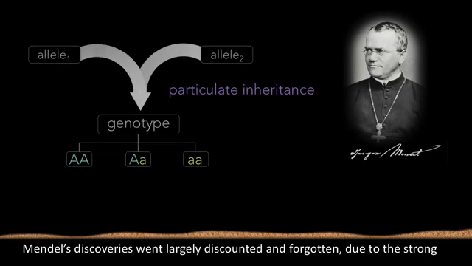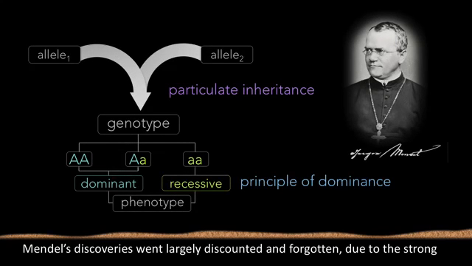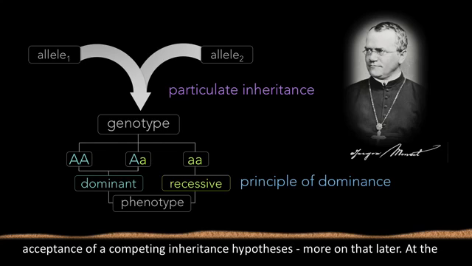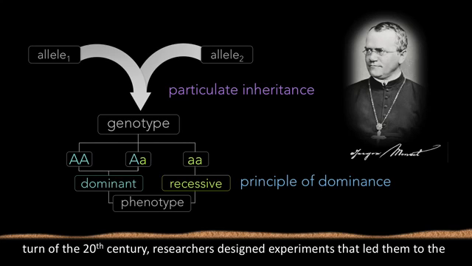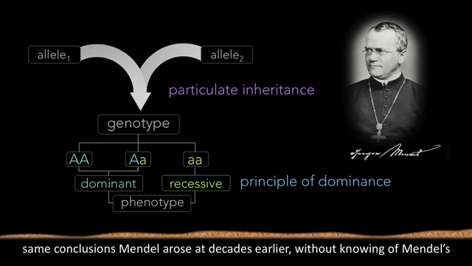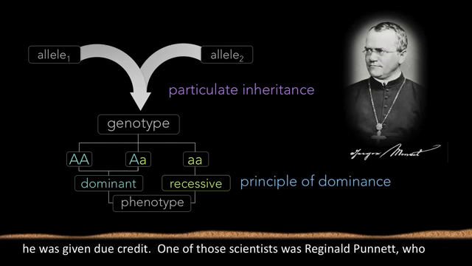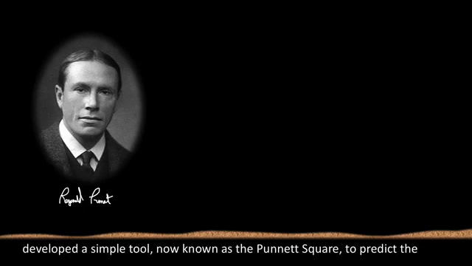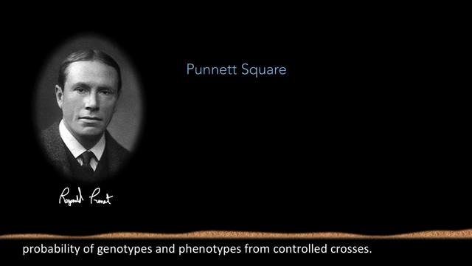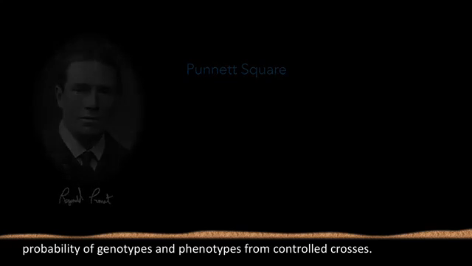Mendel's discoveries went largely discounted and forgotten due to a strong acceptance of a competing inheritance hypothesis. More on that later. At the turn of the 20th century, researchers designed experiments that led them to the same conclusions Mendel arrived at decades earlier, without knowing of Mendel's work, we think. Eventually, his publications were rediscovered by geneticists, and he was given due credit. One of those scientists was Reginald Punnett, who developed a simple tool now known as the Punnett square to predict the probability of genotypes and phenotypes from controlled crosses.